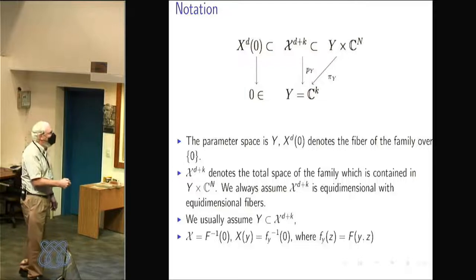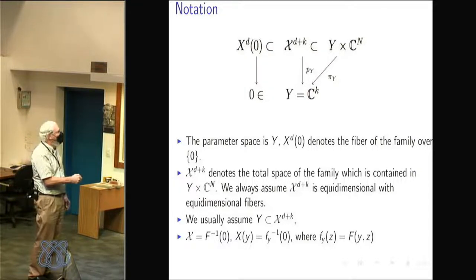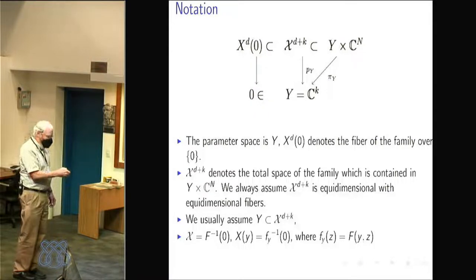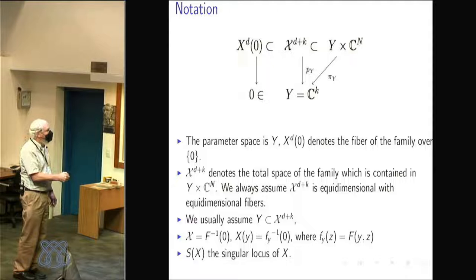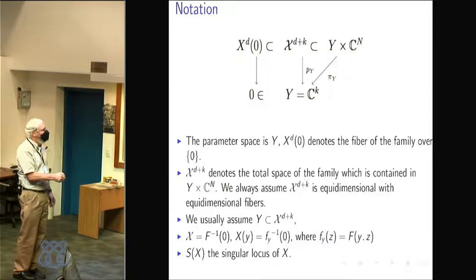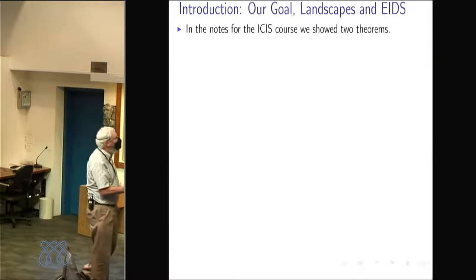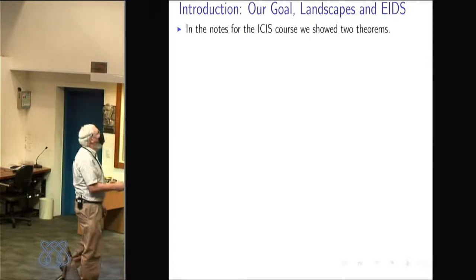Okay, then we have some general overarching notation. Capital F will usually be the map that defines the family, and little f of y will be the restriction of capital F to the value where the parameter is y, and this will define the set X of y. And then we have some notation for the singular set. S of X will always denote the singular locus of X, whatever X is. Okay, very good. What are we going to do this week?